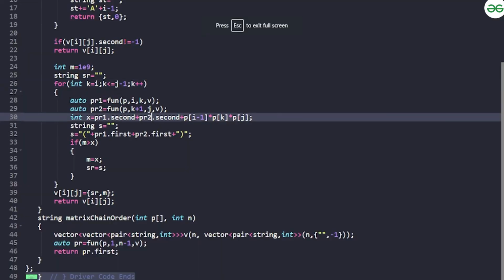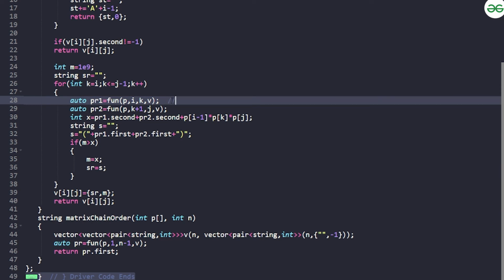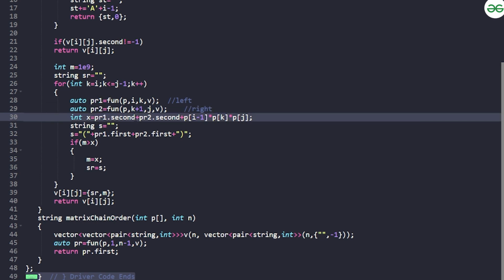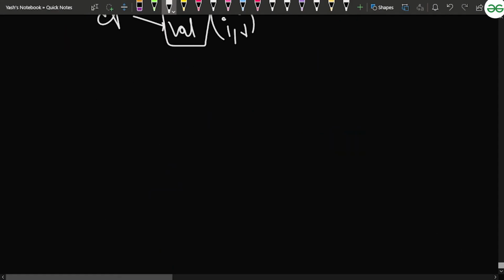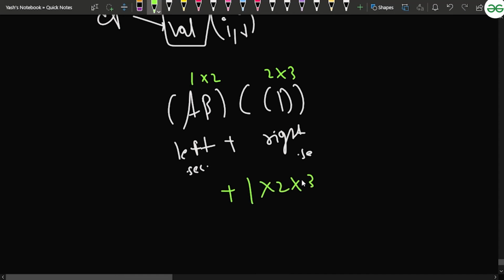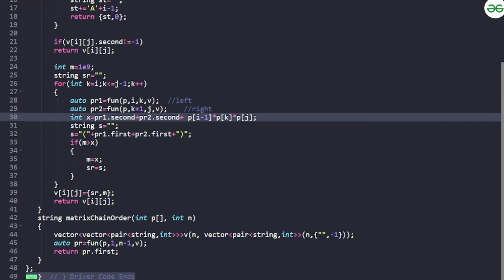We will first of all get the left part calculated, and we will also get our right part calculated here. Once we have our left and right part calculated, we will calculate the current value. The current value is nothing but left dot second plus the right pair dot second, plus the computation. As I mentioned, if we have AB and CD and we have the left part and the right part, we'll add those values, which are stored in dot second. And if the dimensions are of this kind, like 1 cross 2 and 2 cross 3, we will add 1 into 2 into 3, that is nothing but array of p of i minus 1 into p of j into p of k.